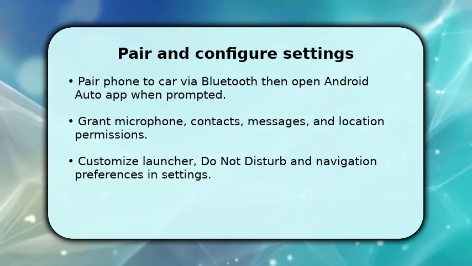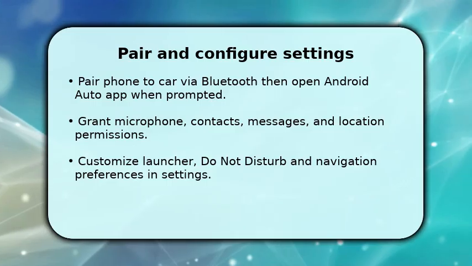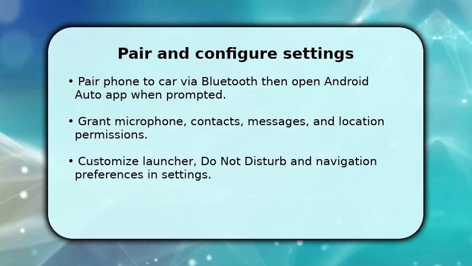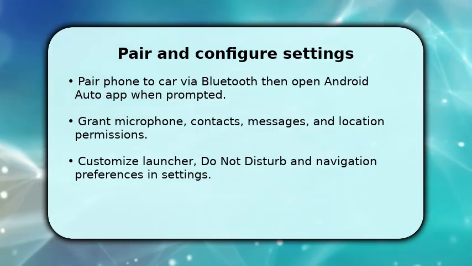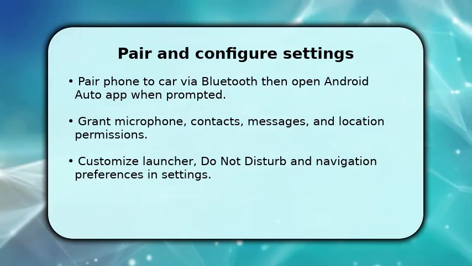After the physical connection, pair your phone with the Polo over Bluetooth so contacts and calls work. The head unit will often prompt you to open Android Auto automatically. On the phone, grant microphone, contacts, messages, and location permissions so voice control and navigation function reliably.